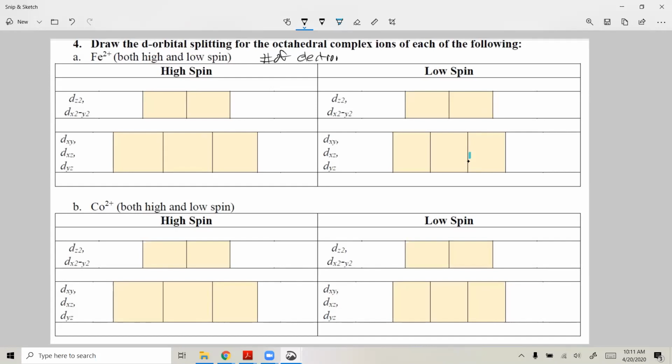We're looking for our number of electrons in the d orbital. So go ahead and look at iron 2+ and cobalt 2+ and figure out how many electrons they should have in their d orbital.